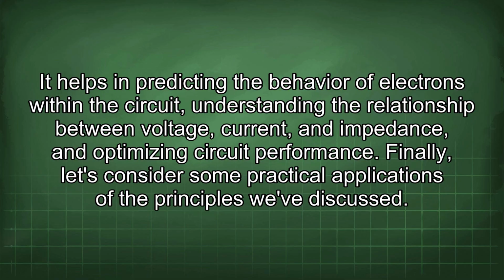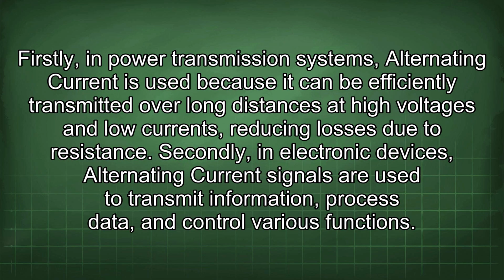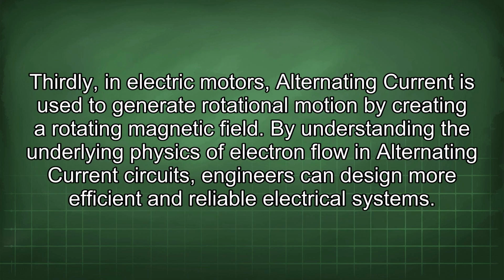Finally, let's consider some practical applications of the principles we've discussed. Firstly, in power transmission systems, alternating current is used because it can be efficiently transmitted over long distances at high voltages and low currents, reducing losses due to resistance. Secondly, in electronic devices, alternating current signals are used to transmit information, process data, and control various functions. Thirdly, in electric motors, alternating current is used to generate rotational motion by creating a rotating magnetic field.